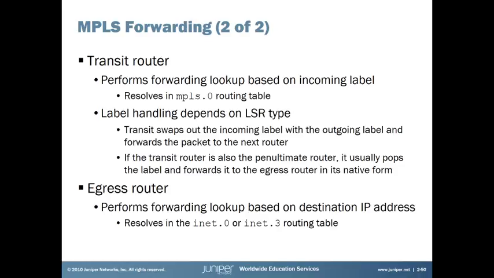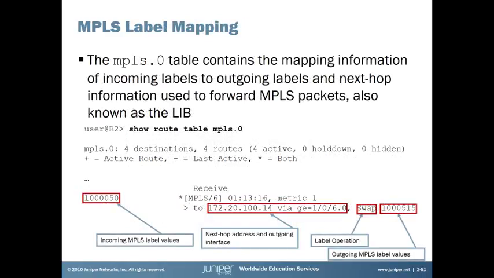And the egress router will simply do a forward lookup based on the destination IP address, which it will resolve in INET.0 or INET.3. Okay, so the MPLS label mapping is handled by the MPLS.0 table that contains the mapping information of incoming labels to outgoing labels, and next hop information is used to forward the MPLS packet. So, also known as the LIB or the label information base.